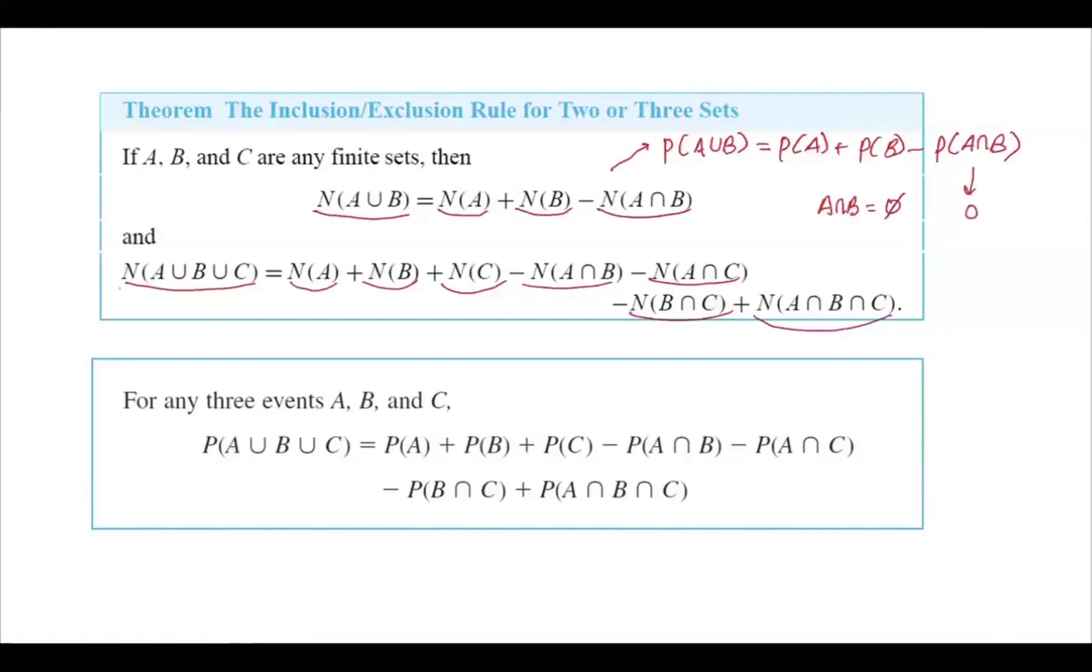But from the second relation, the probability of A union B union C is the probability of the first set plus the probability of the second set plus the probability of the third set. And then you subtract the probability of their pairwise intersections and finally add the probability of A intersection B intersection C. Let's take a look at one example together and feel more comfortable about this.